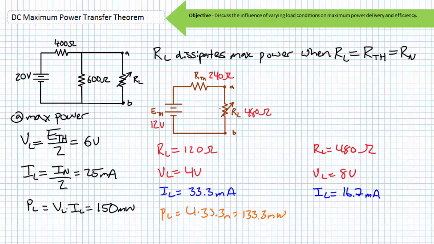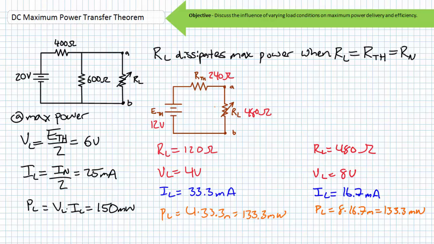At these conditions, RL, being a larger resistance, drops more voltage at 8 volts, however draws less current at 16.7 milliamperes, and therefore dissipates less power also at 133.3 milliwatts. That's the point. At maximum power conditions, RL is at a point when two interrelated values, voltage and current, form a maximum power product.